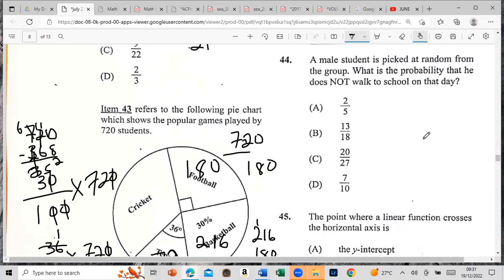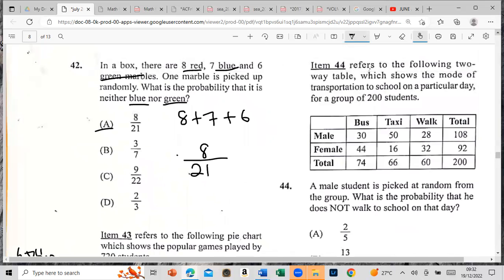Alright, so let's move up to 44. Item 44 refers to the following two-way table which shows the mode of transportation to school on a particular day for a group of 200 students. So it says by bus, male 30, taxi 50, and walk 28. So that is a male total of 108 males. For females, 44, 16, 32, and 92.